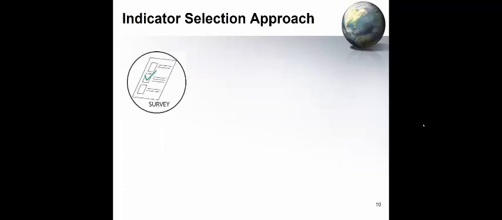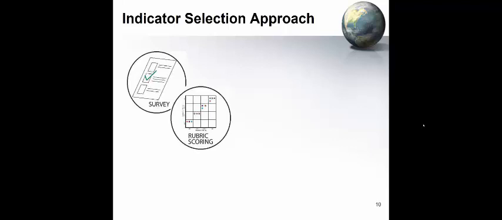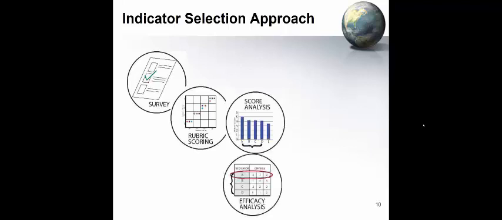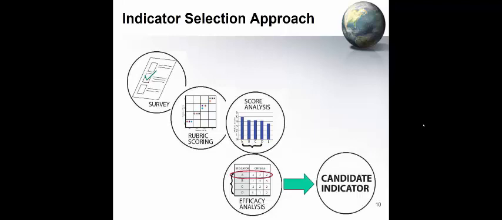We start with a survey of what people are already doing. Then we score the survey results. We analyze the score. We take the highest scoring indicators and analyze their efficacy, or what's implementable and what's not across a set of 3 criteria, and then that gives us the candidate indicator.